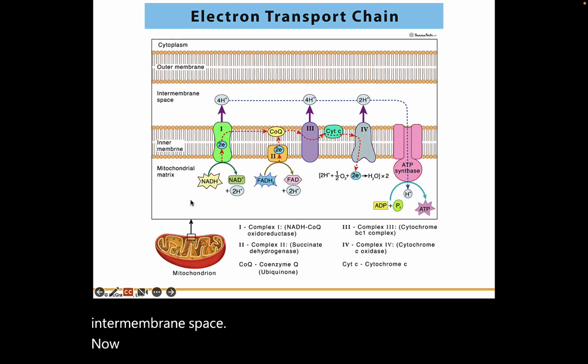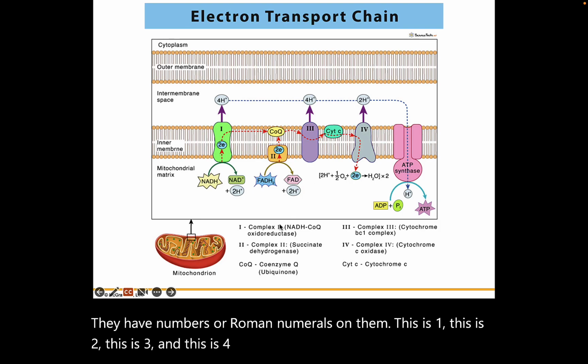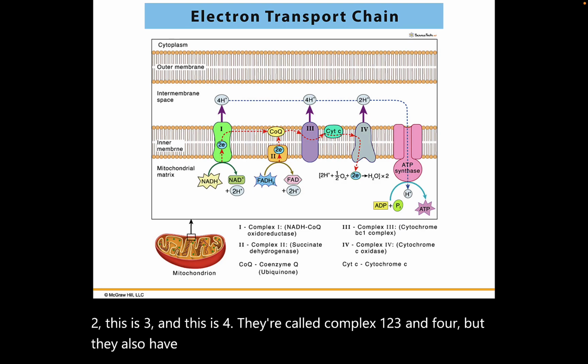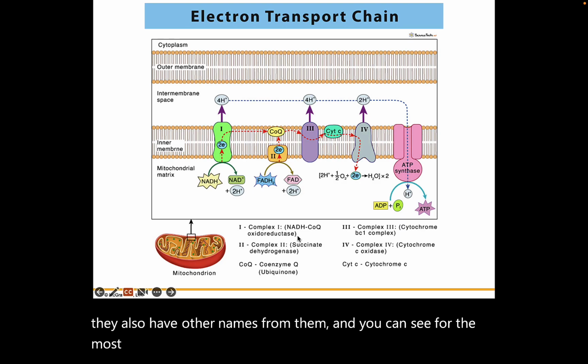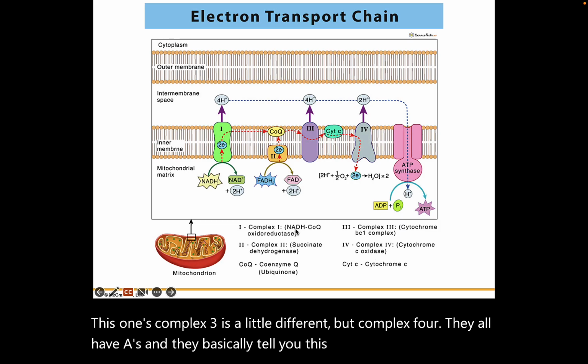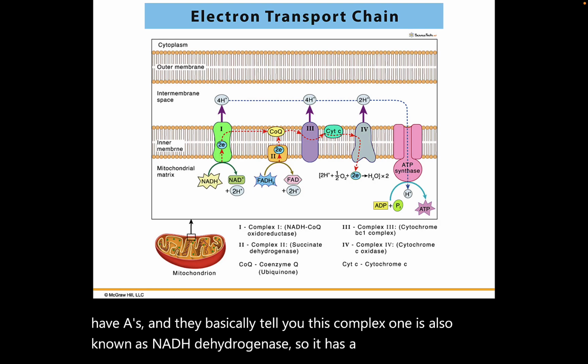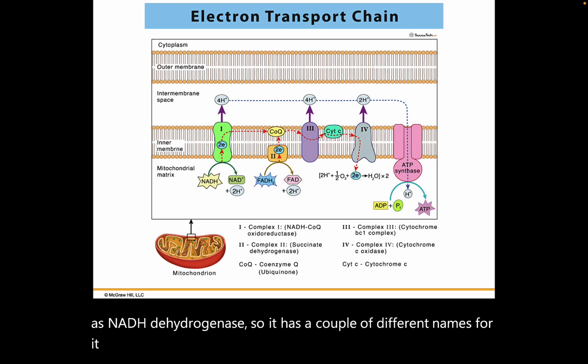Now, as you can see, this basically right here, they have numbers or Roman numerals on them. This is 1, this is 2, this is 3, and this is 4. They're called complex 1, 2, 3, and 4. But they also have other names for them. And you can see for the most part, they have ASE on the end of them, right? This one, complex 3, is a little different, but complex 4, they all have ASE. And they basically tell you this complex 1 is also known as NADH dehydrogenase. So it has a couple different names for it. Anyway, they tell you what they do.